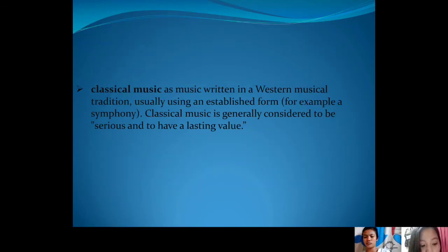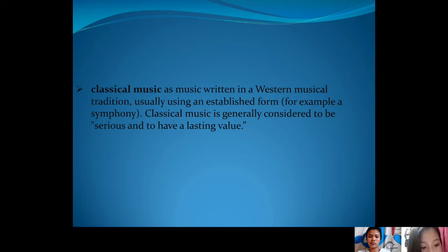Next is classical music. Classical music is music written in a Western musical tradition, usually using an established form, for example, a symphony. Classical music is generally considered to be serious and to have lasting value. It is art music produced in or rooted in the tradition of Western culture, including both liturgical and secular.